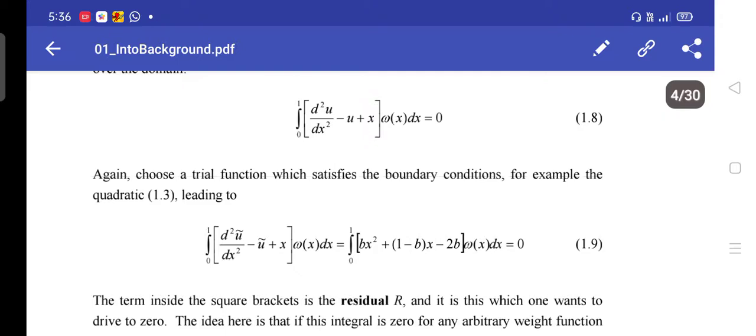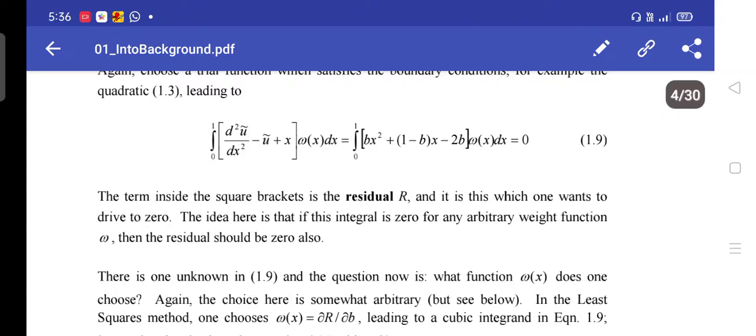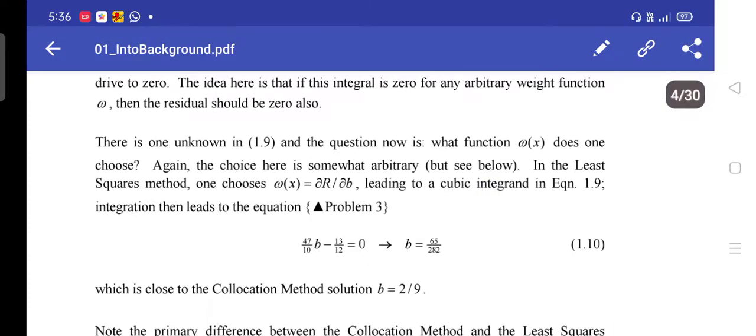So the integral 0 to 1 of (d²u/dx² minus u plus x) omega of x dx is equal to the integral 0 to 1 of (bx² plus (1 minus b)x minus 2b) omega of x dx, which is equal to 0. The term inside the square bracket is the residual r, which one wants to drive to 0. The idea here is, if the integral is 0 for an arbitrary weight function omega, then the residual should be 0. There is one unknown, and the question is now what function omega of x does.